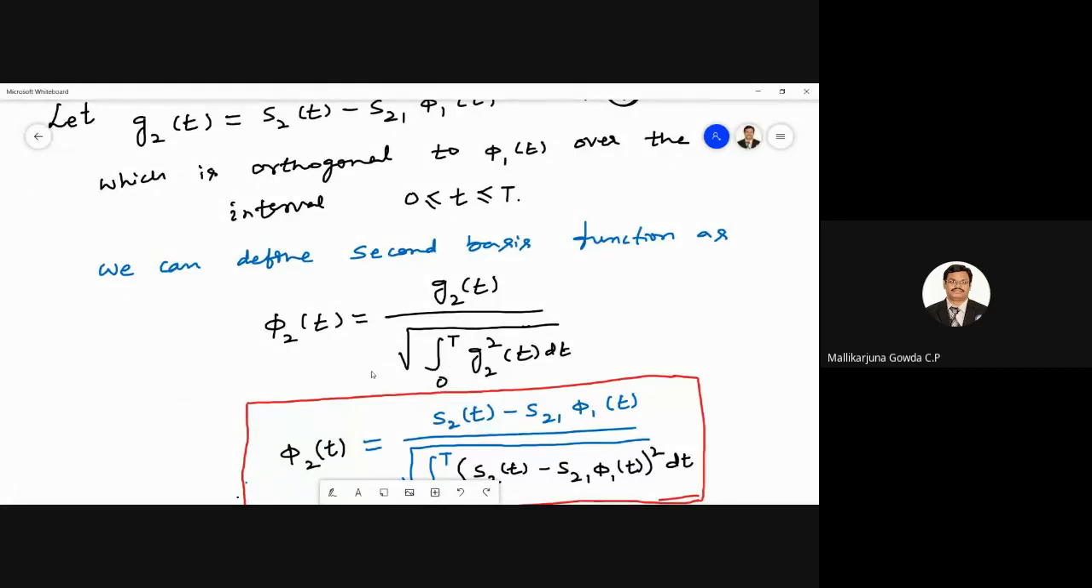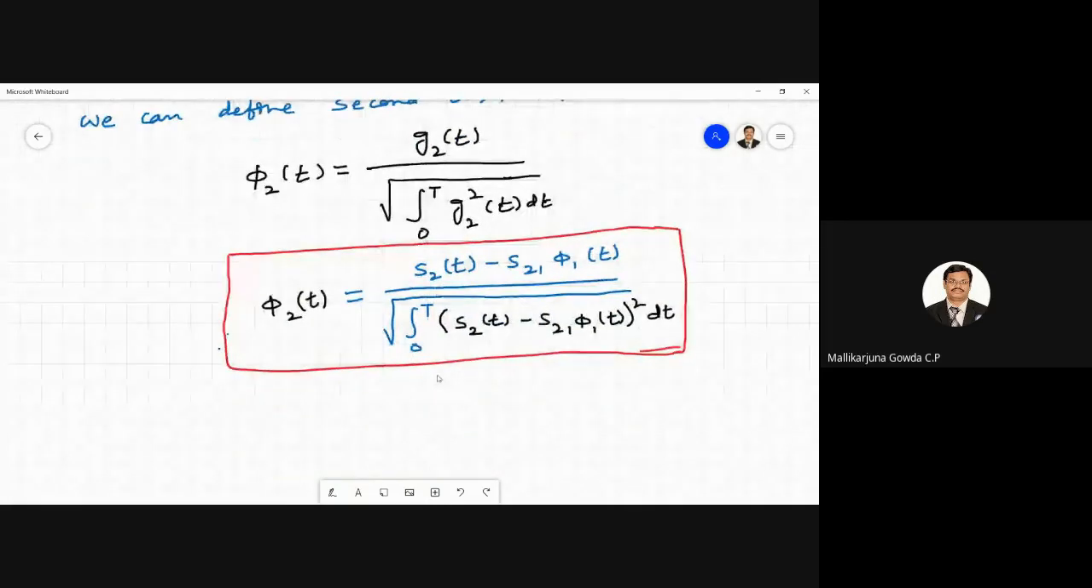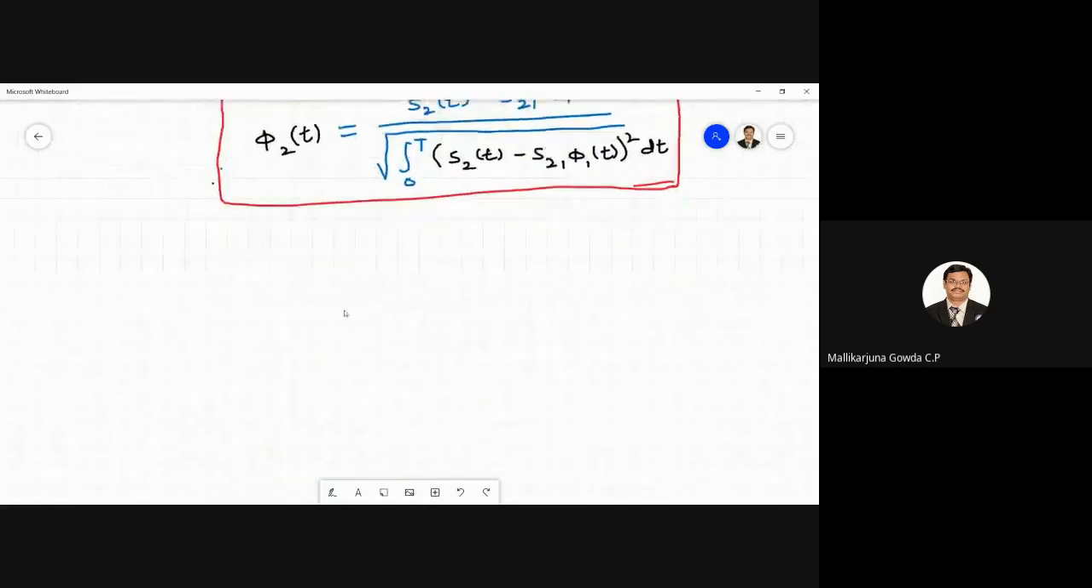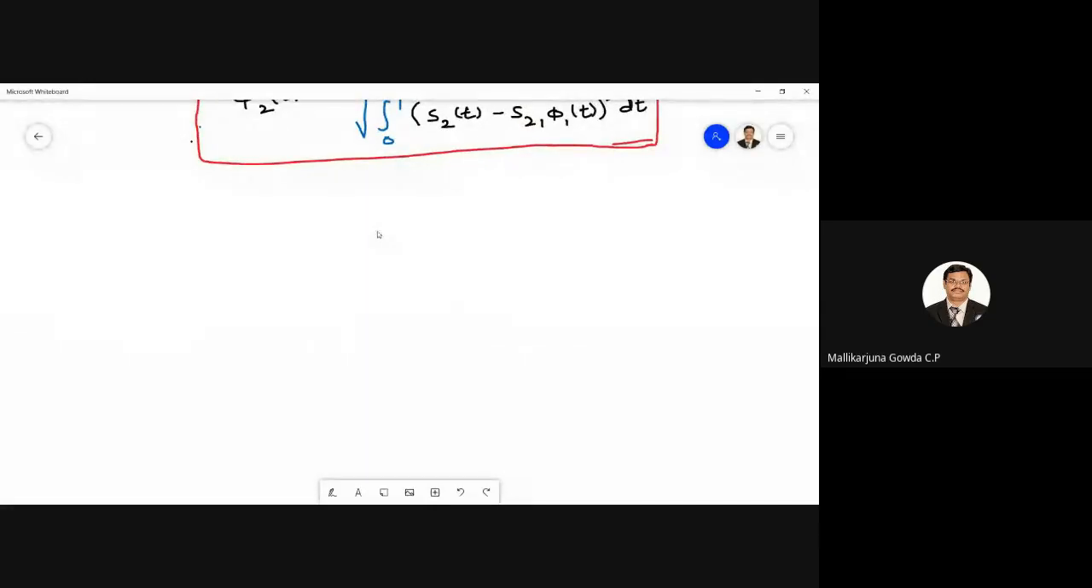So I can generalize now the intermediate signal also. What is that intermediate signal I have taken? Any one of you can say g2 of t. What did I write for g2 of t? Yes, g2 of t is equal to s2 of t minus s21 phi 1 of t. So now let me generalize that intermediate signal so that I can write it for any value of i, and then I can generalize this orthonormal basis function also.